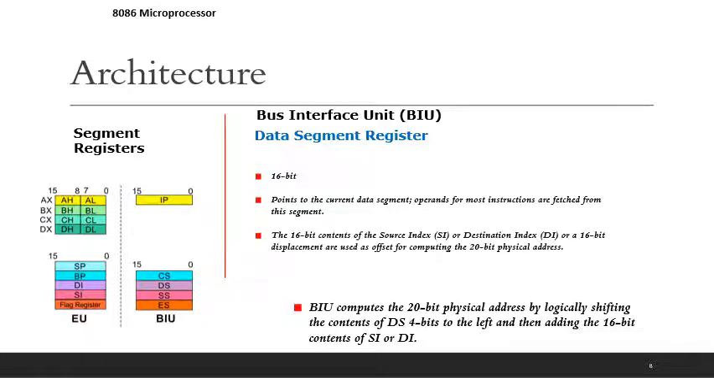I will repeat it. The bus interface unit computes the 20-bit physical address by logically shifting the data segment content by 4 bits to the left, and then it is going to add the 16-bit content of the source index register or destination index register, by means of which the 20-bit physical address is generated.